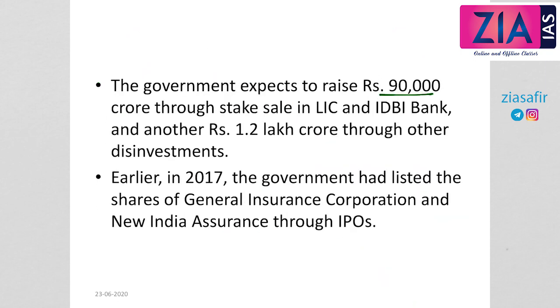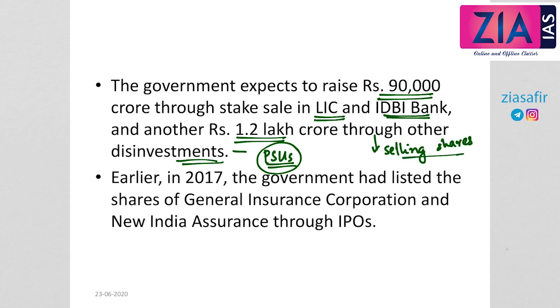The government expects to raise 90,000 crore rupees through the stake sale of LIC and IDBI and another 1.2 lakh crore through other disinvestments. Other disinvestments here refers to the disinvestments of other PSUs, selling shares of other government undertakings. So the government is expecting to raise 90,000 crore rupees through selling the shares of LIC and IDBI and another 1.2 lakh crore rupees through disinvestments of other PSUs.